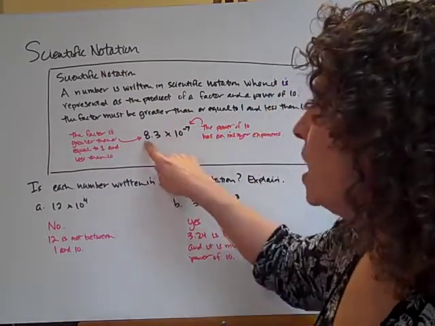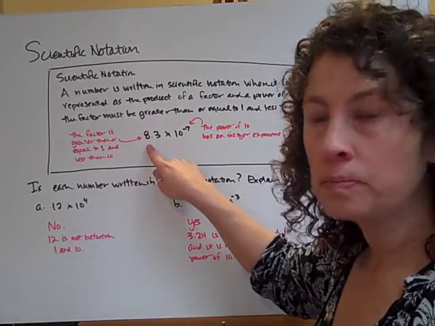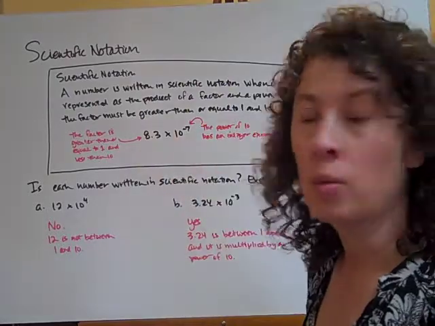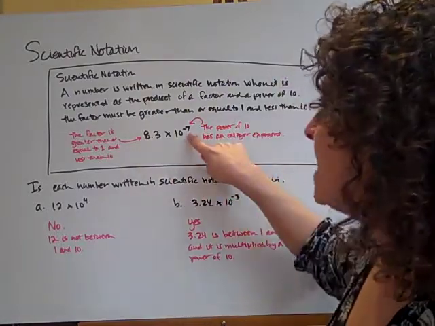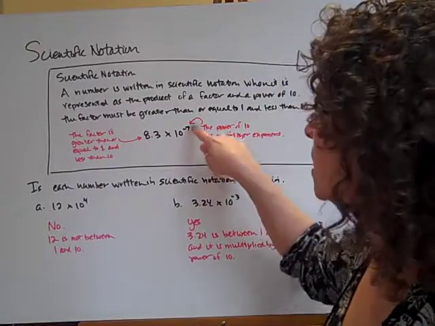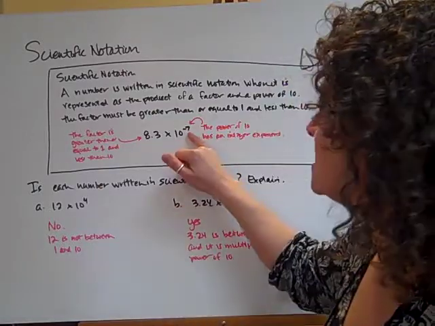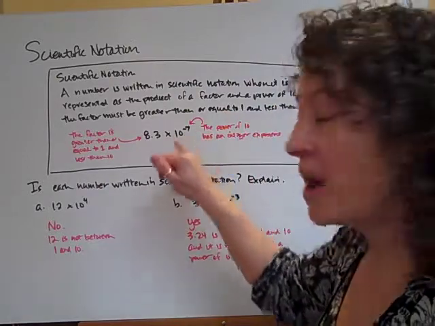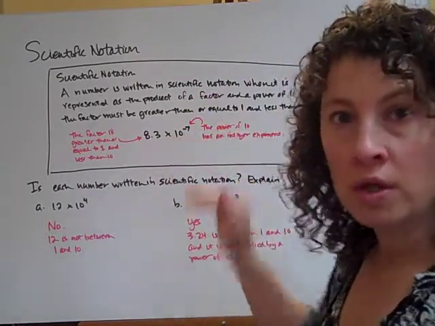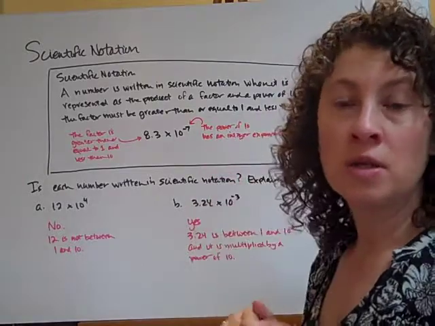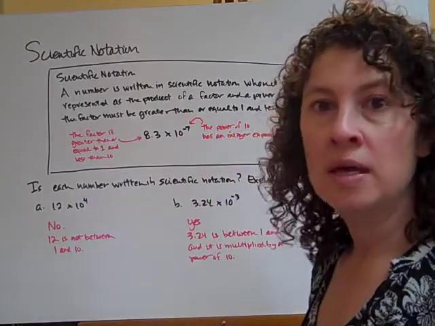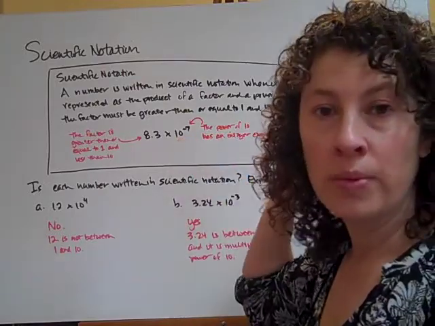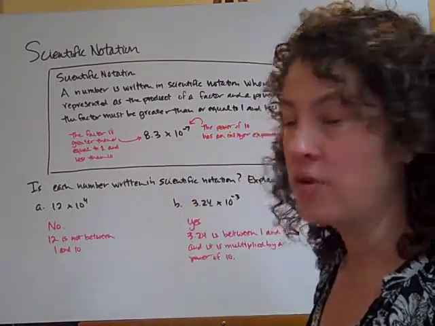So I need to have a digit in the ones column and nothing to the left of it. That's it. But I have to have a digit in the ones column. And then I need a power of 10 that has an integer exponent. So we're not going to work with any fraction exponents here. We're going to have a nice integer. It can be a negative or it can be a positive, but we're going to write it as a power of 10. So I know we've been working with our negative exponents and writing them so that they're positive, but we're leaving it as either a positive or a negative exponent with a base of 10 here. So we're not writing it as a fraction.